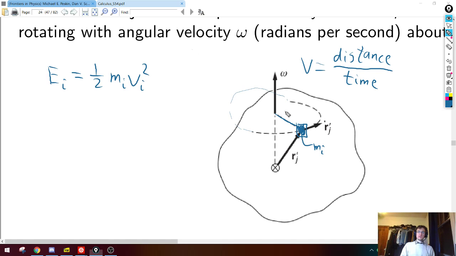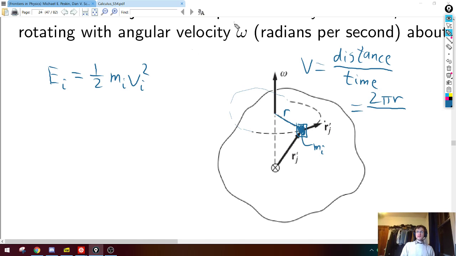Well, if this guy is at some radius lowercase r from the central axis, and he's going in a circle about that axis, since he's moving in uniform circular motion, his velocity is always pointing along the circle, right? So to find his speed, the distance he travels when he goes all the way around the circle is just 2 pi r, the circumference. And we want to divide by the amount of time it takes him to go around the circle.